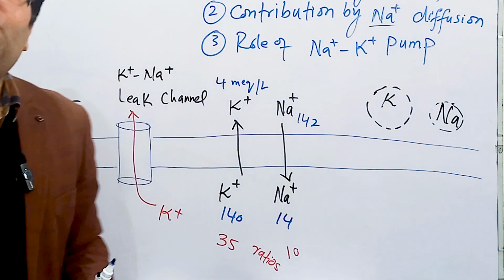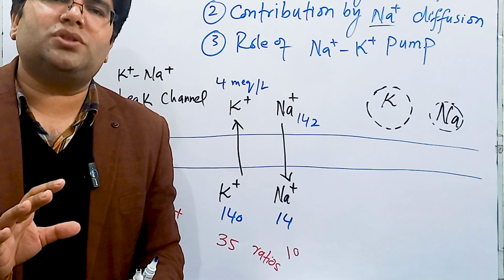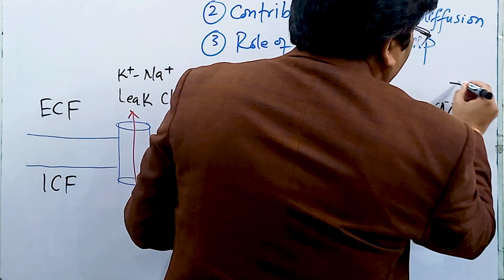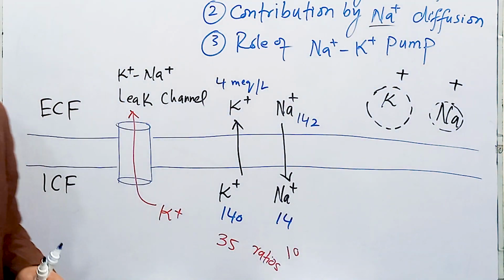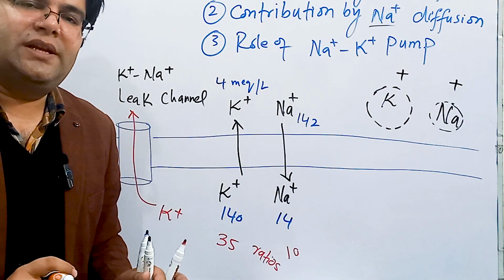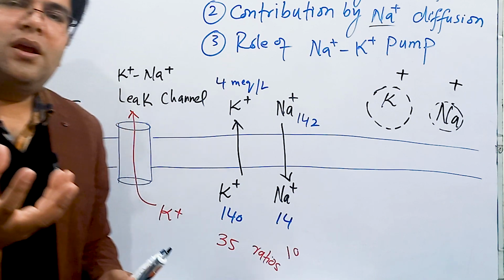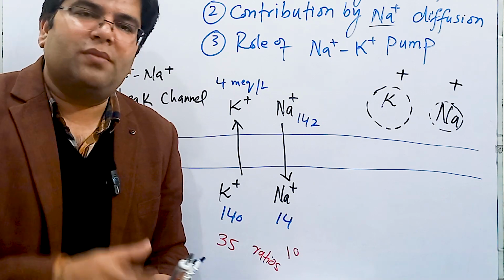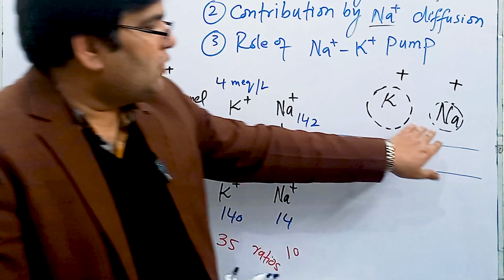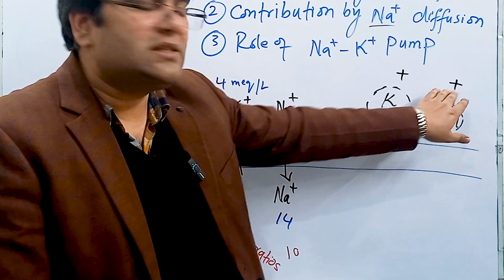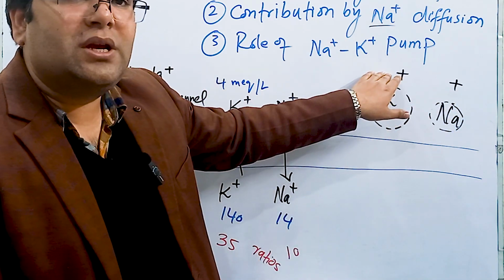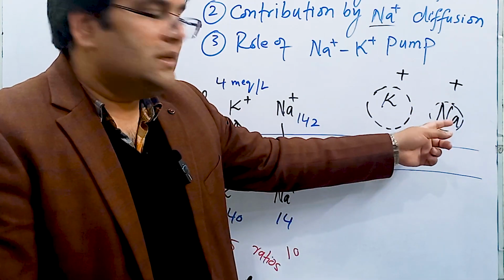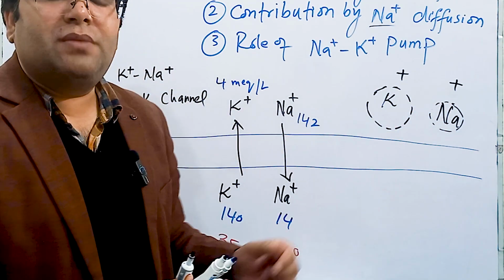What about their charges? Both of them are monovalent cations, and both of them have a charge of 1 plus. So which one has more charge density? Density means how much charge is present in a smaller volume, because sodium in a smaller volume has the same charge as compared to potassium, which has a similar charge in a larger volume. So we can say that the charge is more dense in sodium as compared to potassium.